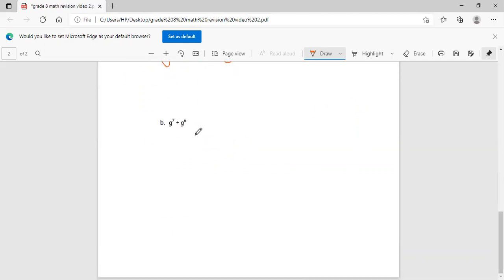Finally, G power 7 divided by G power 6. You can see this also, the bases are the same. The power is not the same, but I have division, not multiplication. If I have division, I'm going to subtract. So it becomes G power 7 minus 6. And that is going to give me G power 1. And that is the same thing as G.